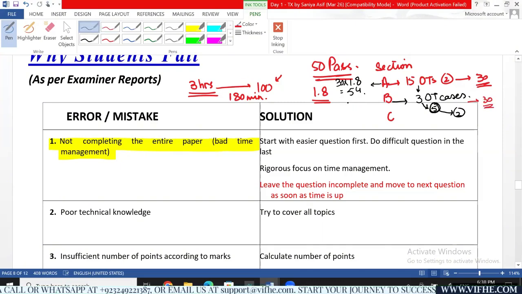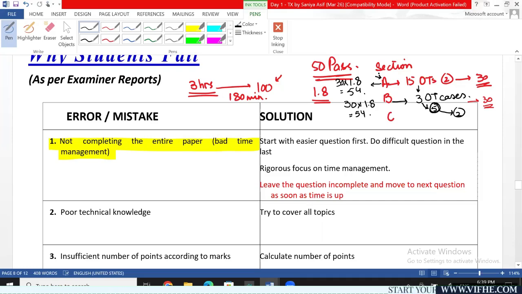And in order to secure each mark, you are given 1.8 minutes. So altogether, you'll have 54 minutes. That would mean that when you start solving section A, you really need to have a look at your watch, at the clock, to see what time it is. And within 54 minutes, you need to get done with the section A questions.